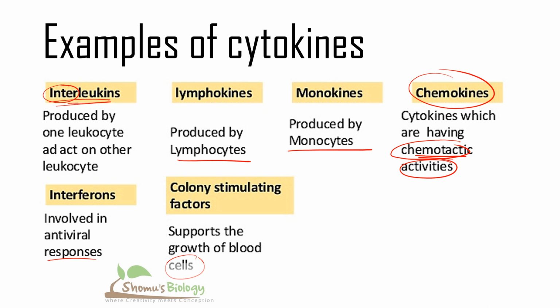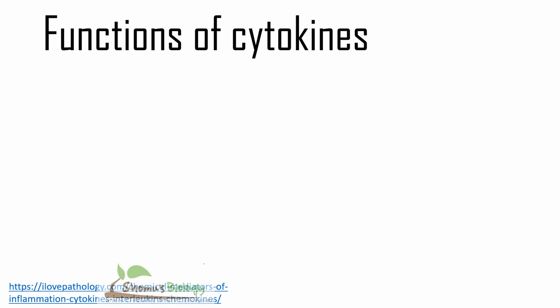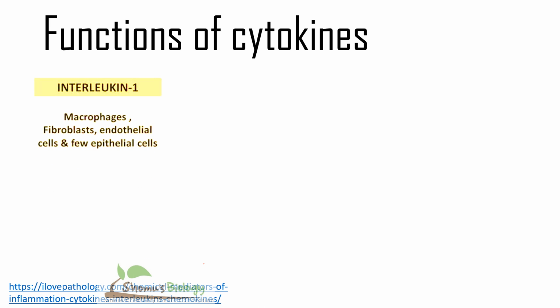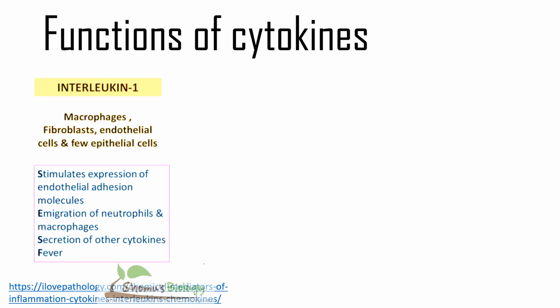Some of the names are already mentioned earlier. The functions of cytokines, for example, interleukin 1, normally secreted by macrophages, fibroblasts, endothelial cells, and a few of the epithelial cells. It stimulates the expression of endothelial adhesion molecules, emigration of neutrophils and macrophages, secretion of other cytokines, and fever. These are all the effects done by interleukin 1.